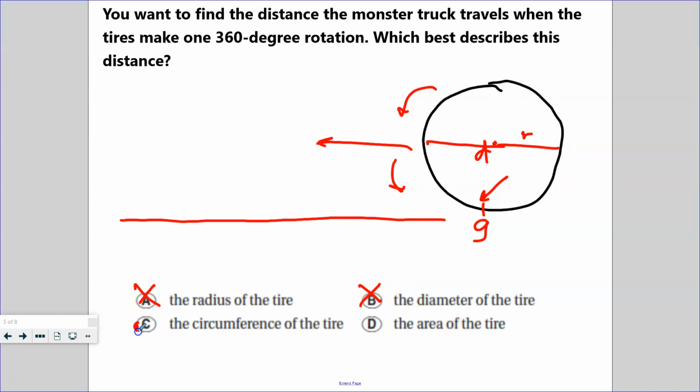And so, as you guessed it, it's going to be the circumference of the tire. The area, the space inside, that's just how much space it's taking up. But the circumference of the tire is what's going to help us on that one.